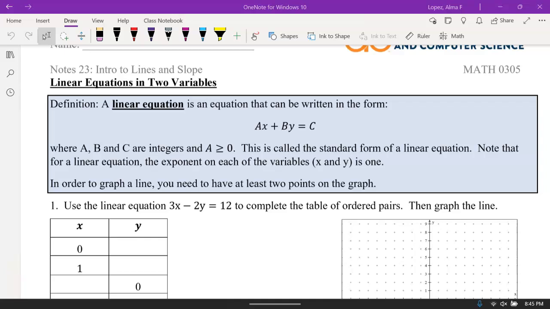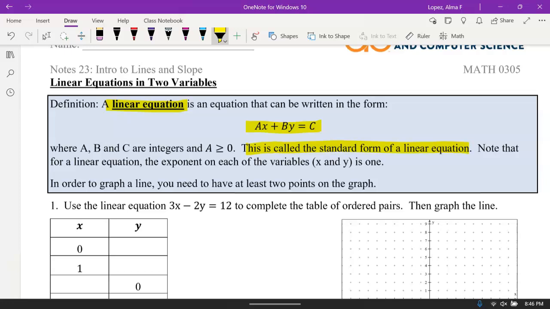In lesson 23, we're going to be introducing lines and slope. Now, a linear equation is what you call the equation of a line, and it can be written in this standard form, ax plus by equals c. You actually saw this in the last example in lesson 22. This is called the standard form of a linear equation.